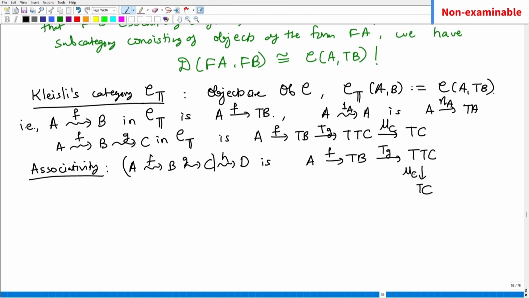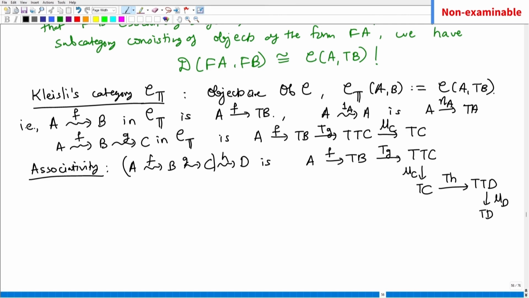I am purposely writing this morphism vertically, although I am just taking composition. Then from TC, I have to use H. So what will H do? TH to TTD, very good, and TTD to TD by mu D.